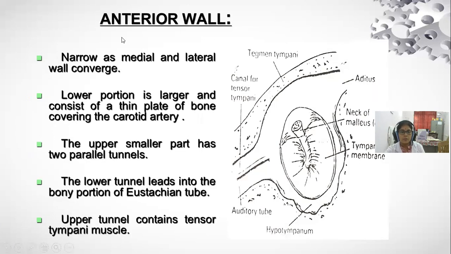Coming to the anterior wall. The anterior wall is actually very narrow as the medial and lateral walls converge on it. The lower portion is larger and consists of a thin plate of bone covering the carotid artery. The upper smaller part has two parallel tunnels. The lower tunnel leads into the bony portion of the eustachian tube. The upper tunnel contains the tensor tympani muscle. See, this is the upper tunnel which contains the tensor tympani muscle, and then you have the canal for the carotid. This is the eustachian tube. This is the anterior wall.